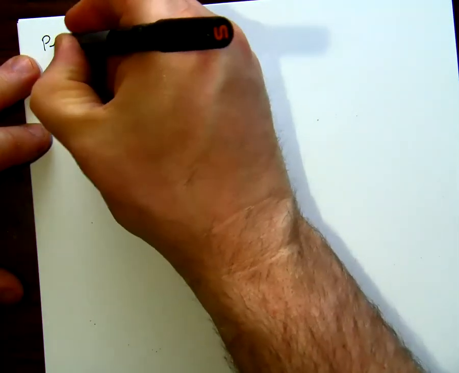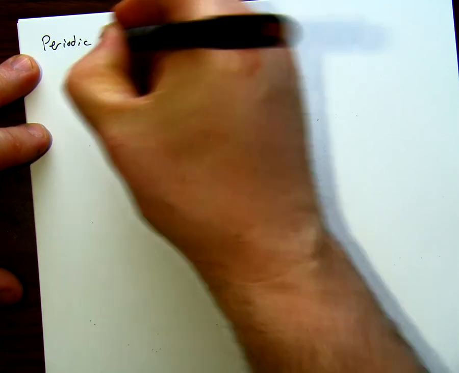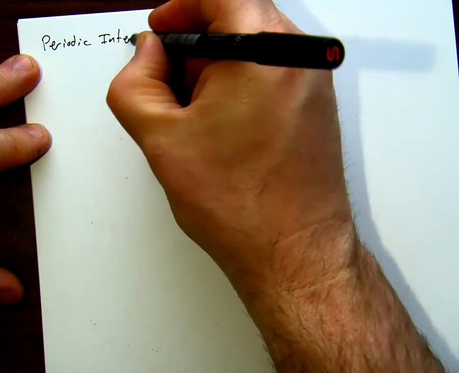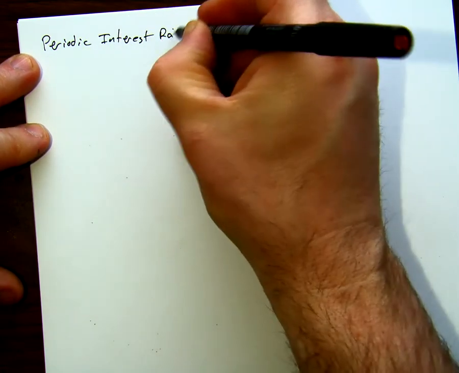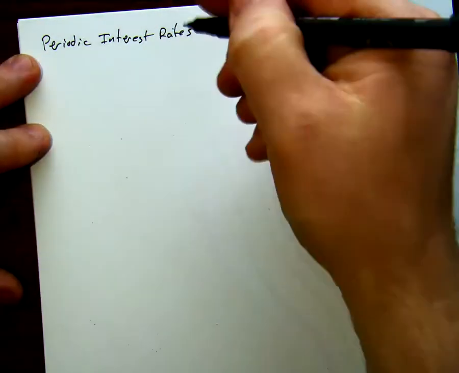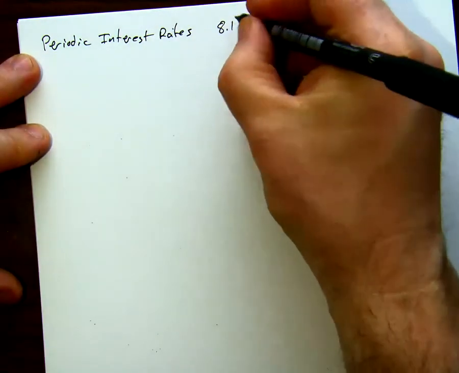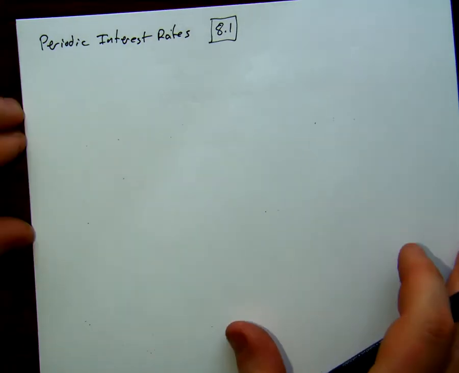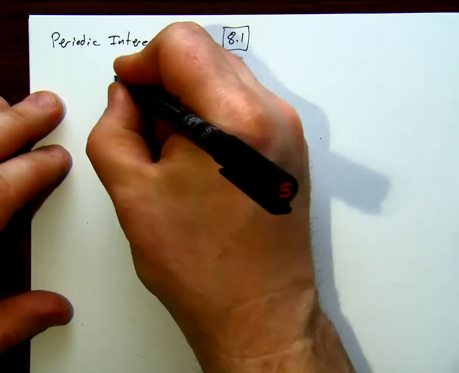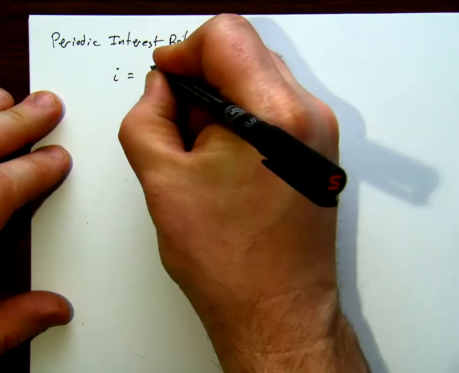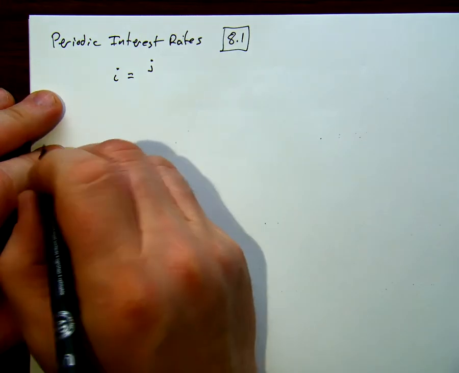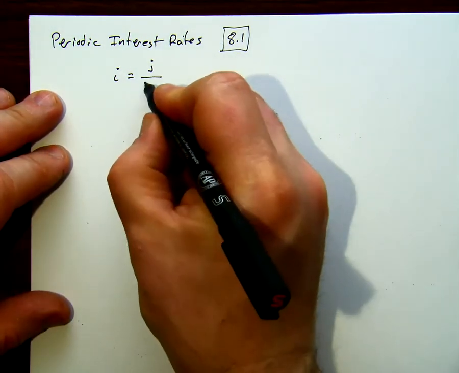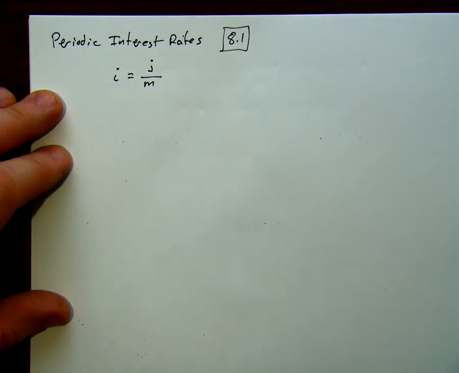We're going to do a little work on periodic interest rates. Most of this work is in chapter 8.1. We'll do some examples and talk about what we had before, but our formula for all of this is going to be our periodic interest rate I is equal to our nominal interest rate, our annual rate J, compared to the number of compounding periods.